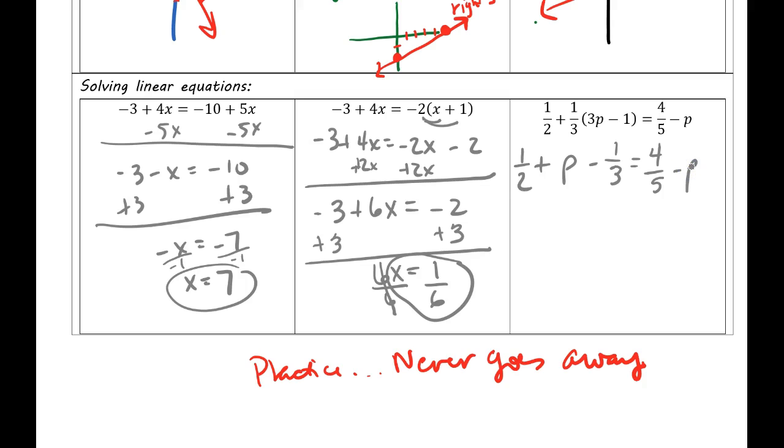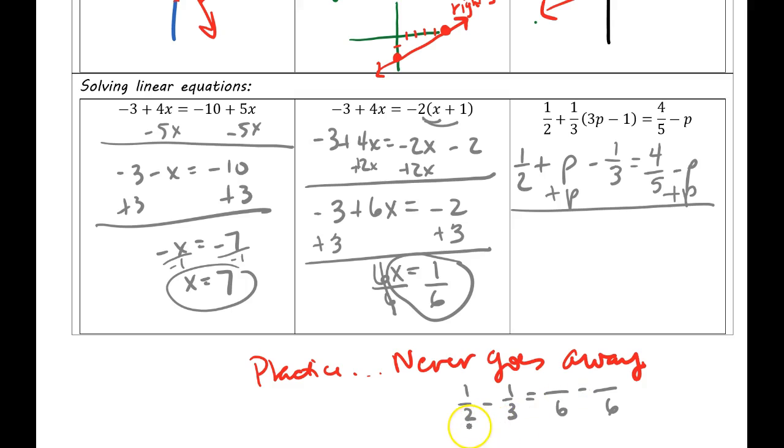Okay, now I'm going to bring this p to the other side, so I need to add it to bring it across. And I'm going to go ahead and put these fractions together. So I've got a 1/2 minus a 1/3. Now, if you don't remember fraction math, come down here and rewrite it. We're doing 1/2 minus 1/3. You need a common denominator. So it's going to be 6.